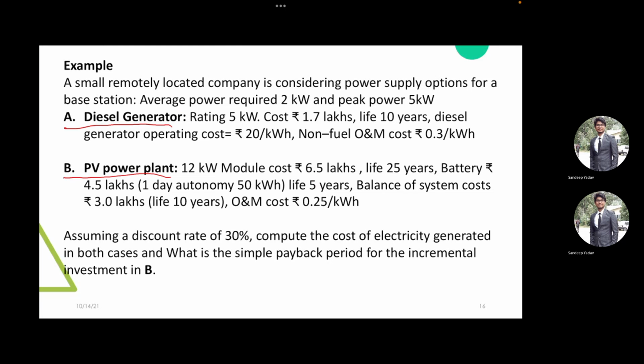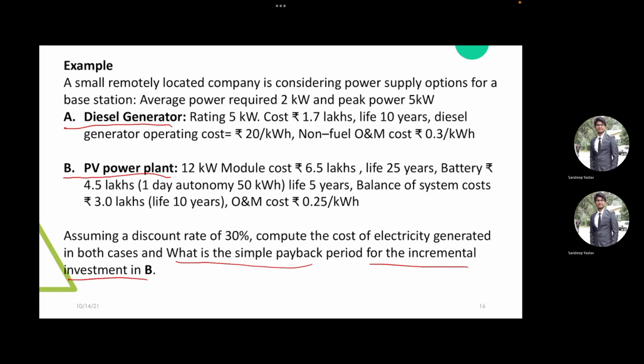Now the balance system cost like wiring and some other installation is 3 lakh rupees. It's having a warranty of 10 years, and operation and maintenance cost is 0.25 per kilowatt hour. Now assuming the discount rate of 30%, compute the cost of electricity generated in both the cases, and what is the simple payback period for the incremental investment in B.